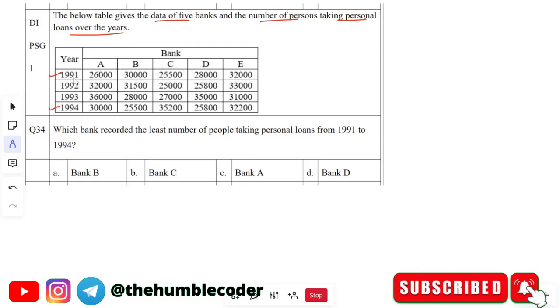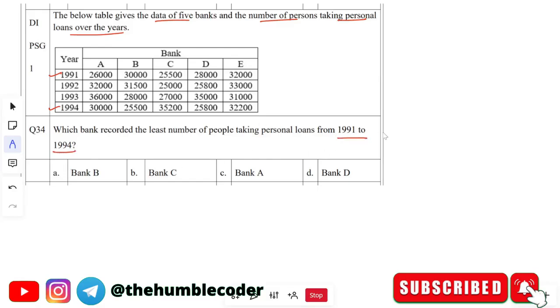Okay, so in year 1991 we have 26,000 in the A, right? And then from bank A, then from bank B it was 30,000. In this way we have all this data. Now based on this data we are asked few questions that we have to answer. Let's read the question now that we have. Which bank recorded the least number of people taking personal loans from 1991 to 1994?